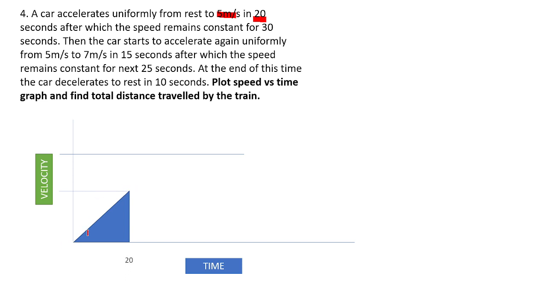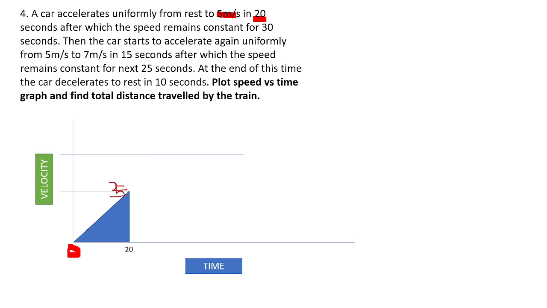So that is in 20 seconds. From here, this is 0, and then here is 20. After which the speed remains constant for 30 seconds. So here first, from 0 to 20. Sorry, from 0 to 5, I should say. Velocity of 5 in 20 seconds.